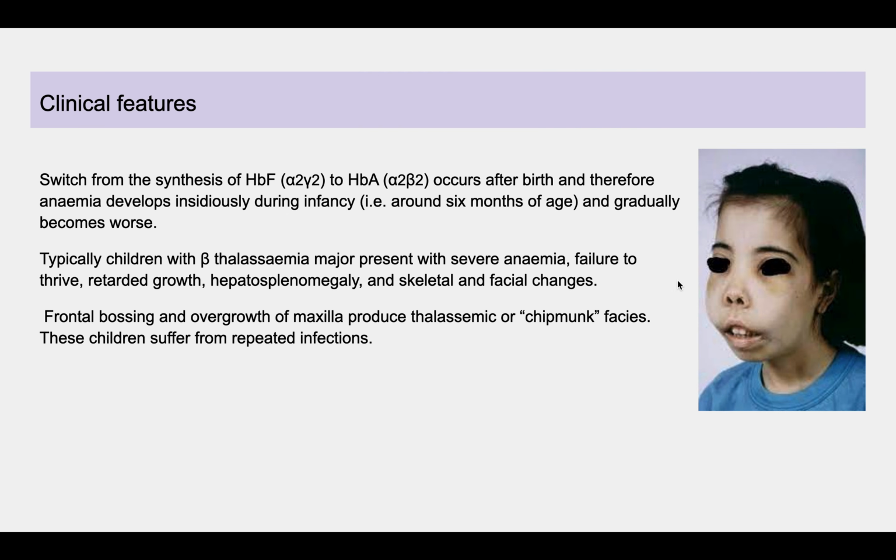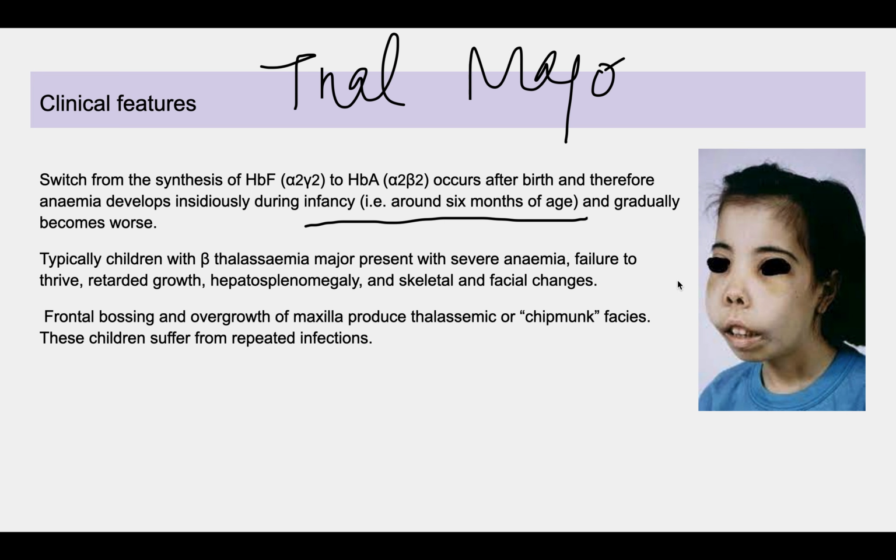Now going to the clinical features. Firstly, the age of presentation. The age of presentation you should know is around 6 months of age. Remember again, we are talking about thal major here. It will be around 6 months of age, because the body switches from HbF to HbA within 4 to 6 months of age. HbF is completely gone from the body around 4 to 6 months of age. So that is when the presentation takes place.